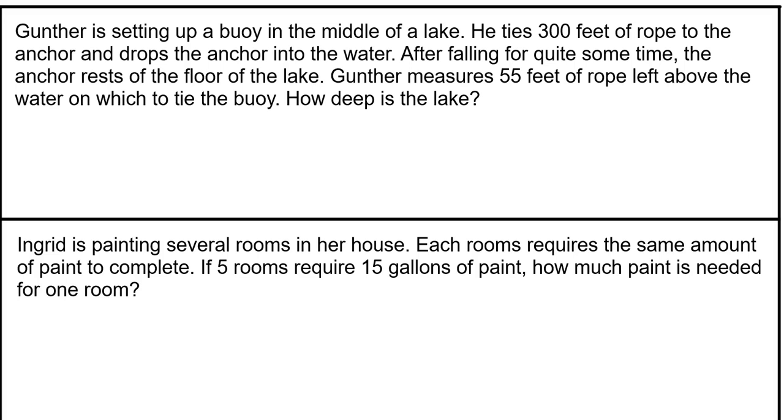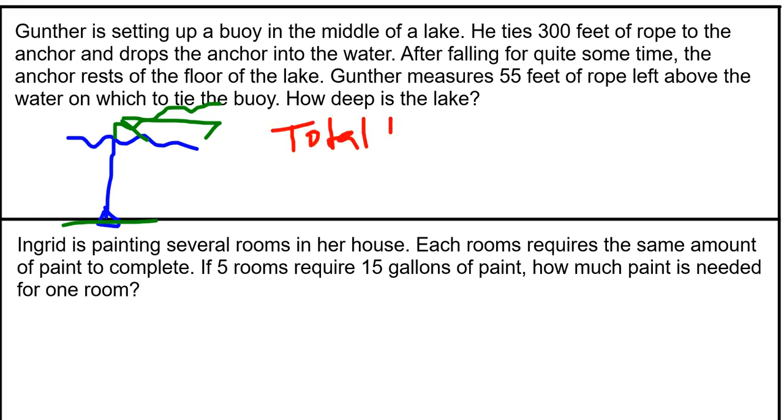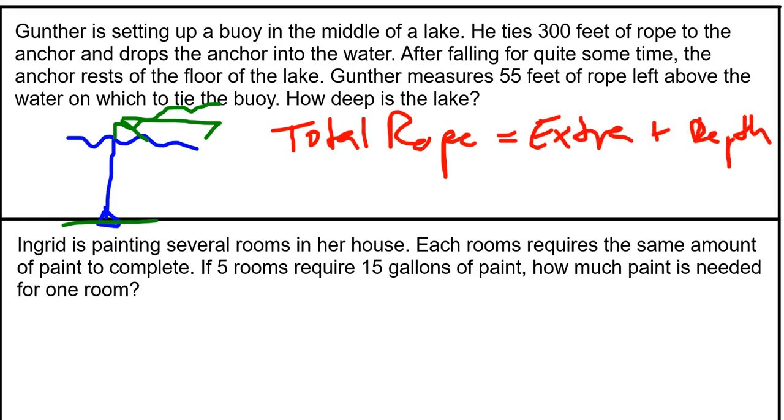So this first one on the top is another example of a total being made up of certain parts. And in this case, the total is made up of the anchor and the lake that goes down to the bottom, and there is some extra rope that is left over that's being held in the boat. Because Gunther here is tying 300 feet of rope to an anchor and dropping the anchor into the water. That means the total length of the rope is a combination of the extra and the amount that it takes to get to the bottom of the lake.